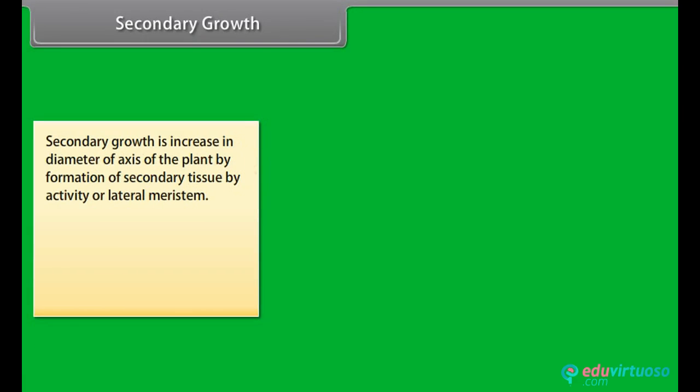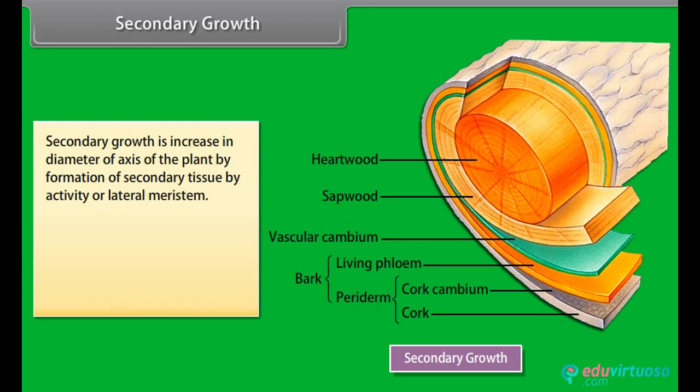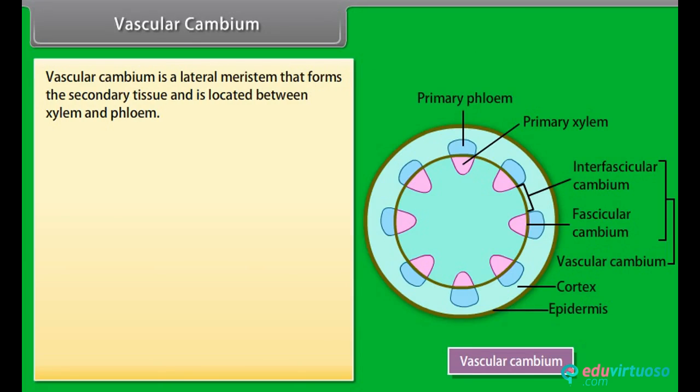Secondary growth. Secondary growth is the increase in diameter of the axis of the plant by formation of secondary tissue by the activity of lateral meristem. Secondary tissue is of two types: vascular cambium and cork cambium. Vascular cambium. Vascular cambium is a lateral meristem that forms the secondary tissue and is located between xylem and phloem.